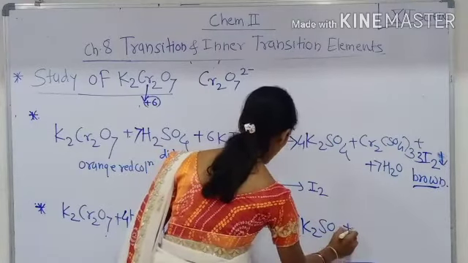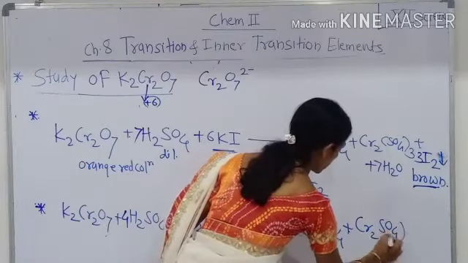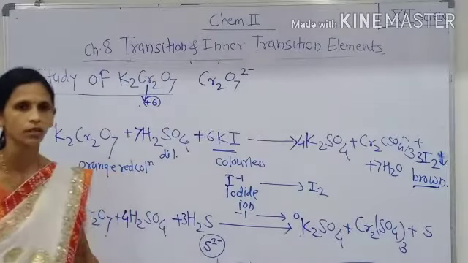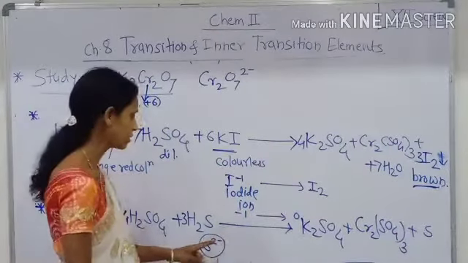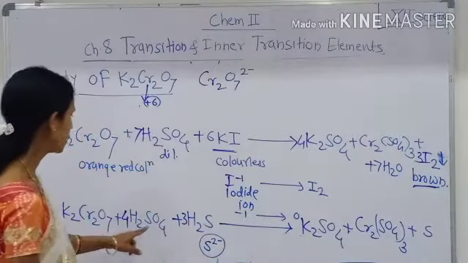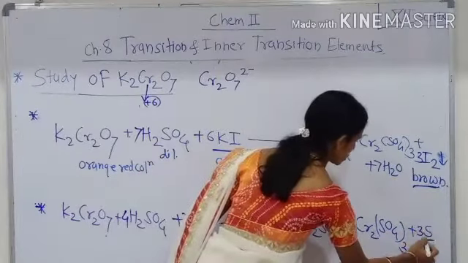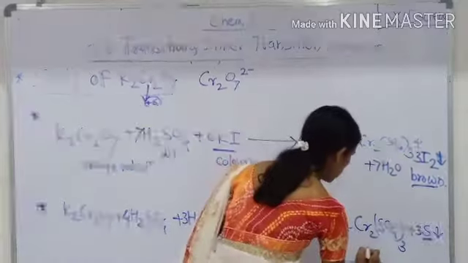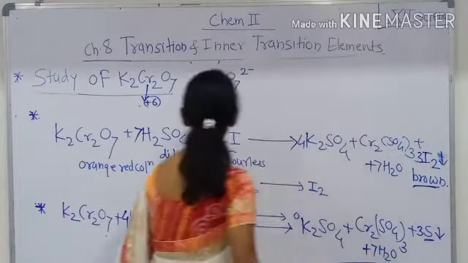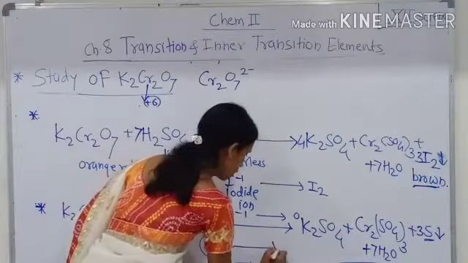K2SO4 plus Cr2(SO4)3 plus colloidal sulfur is obtained here. Then we have to balance the same reaction. Therefore, K2SO4, Cr2(SO4)3, plus colloidal sulfur, which is 3 S. Then we have to balance with 7H2O. That is the oxidation of sulfide ion into colloidal sulfur.